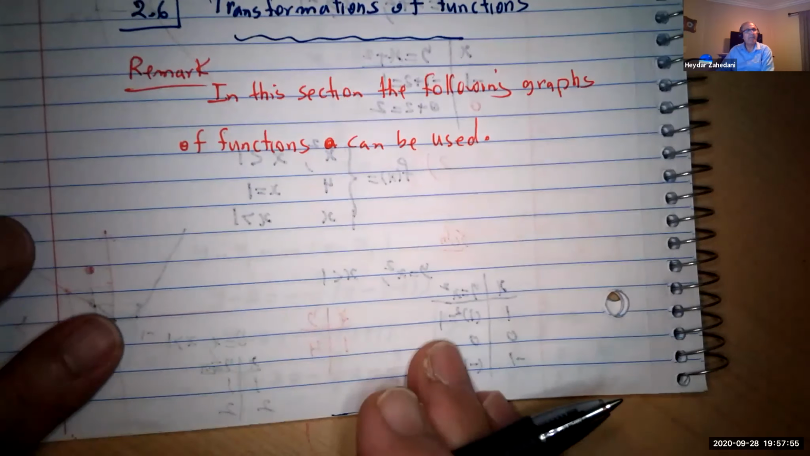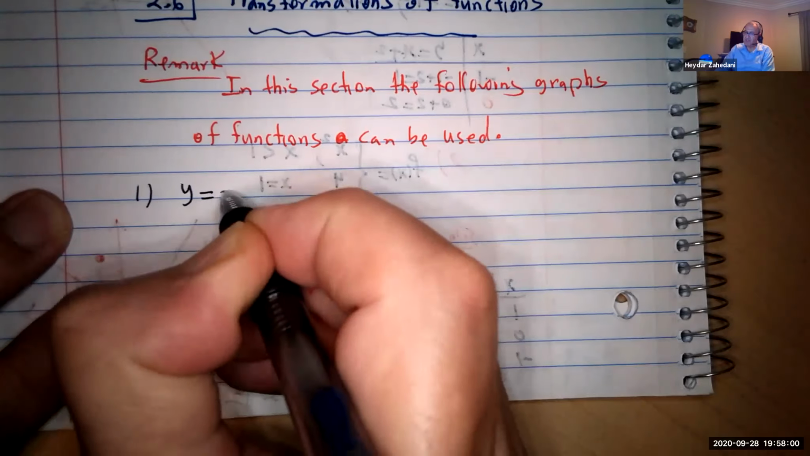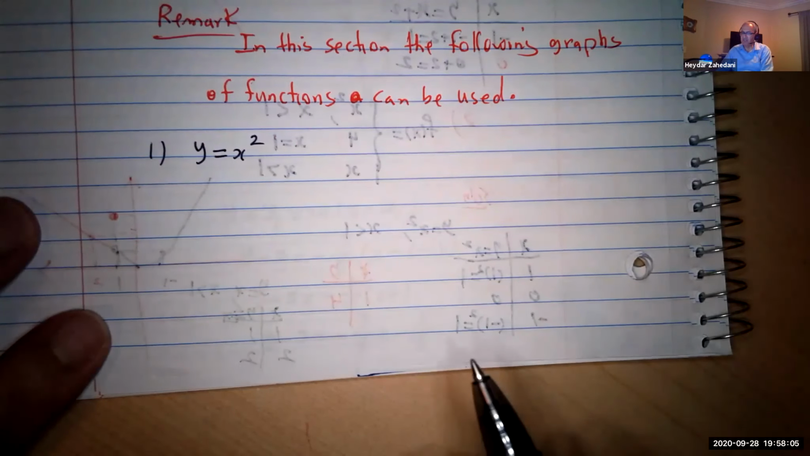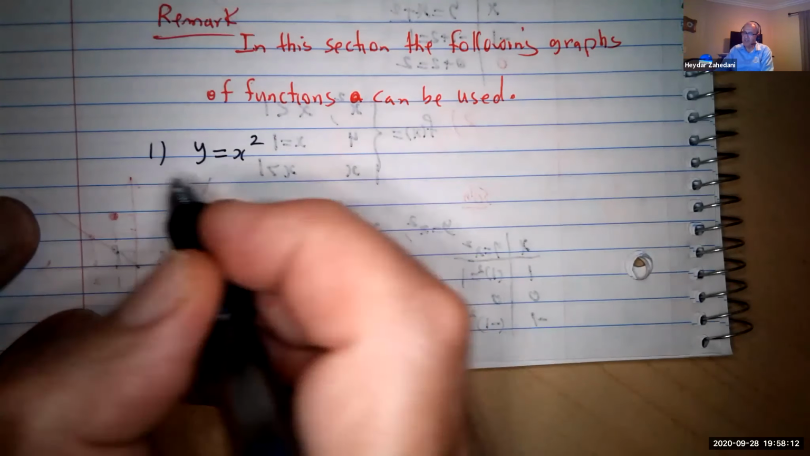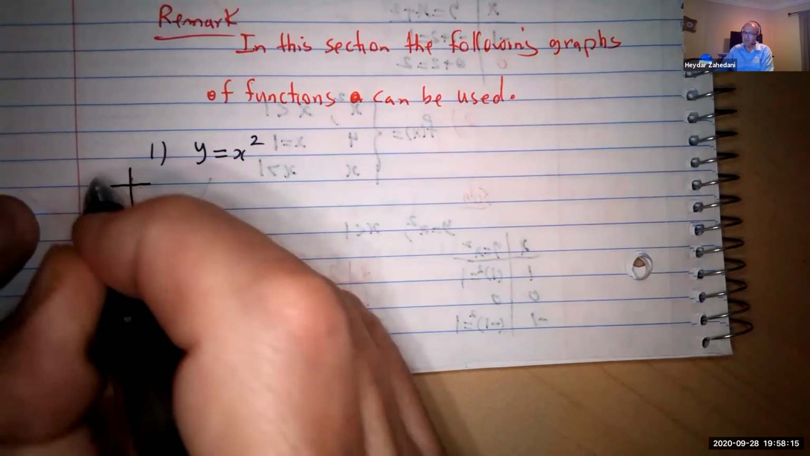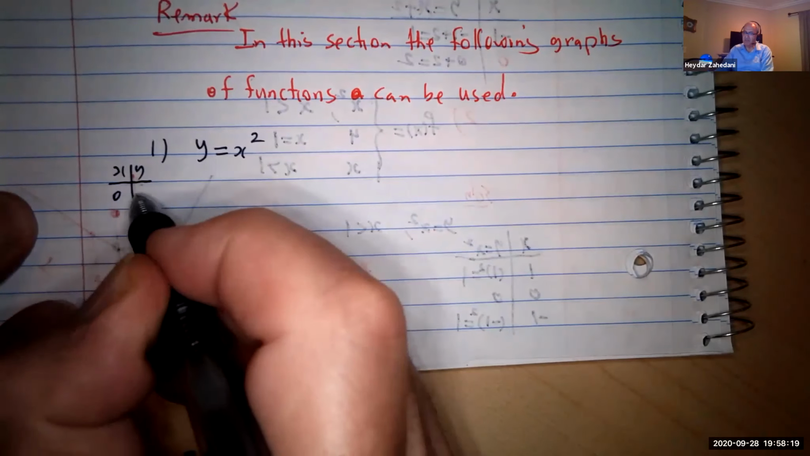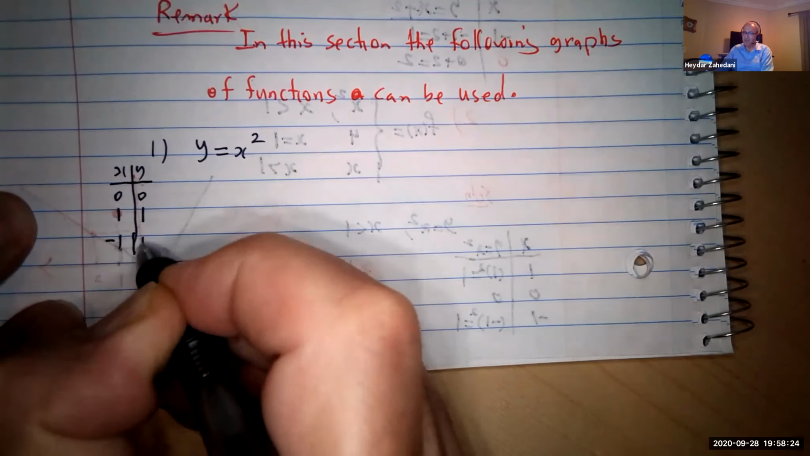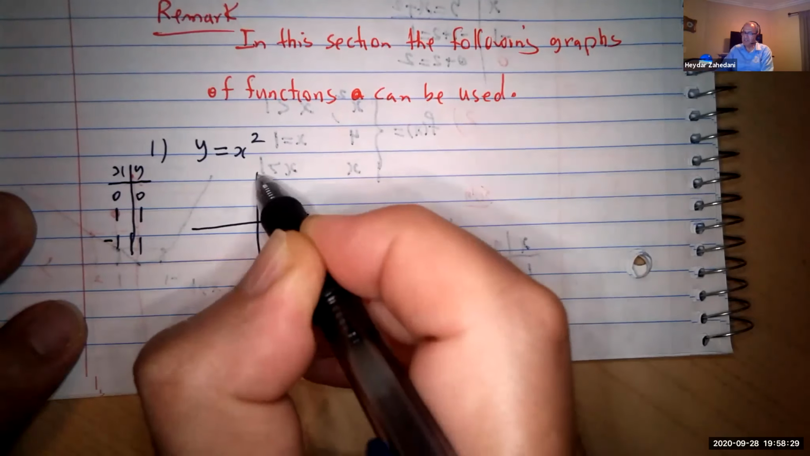Easy graph. The first one is y equal to x squared. Remember, it's a parabola. You can graph it by giving some numbers. We already talked about it. I can give a couple of numbers so that you make sure you remember it. x equal to 0, y would be 0. x equal to 1, this would be 1. And negative 1, 1. So this is the graph.